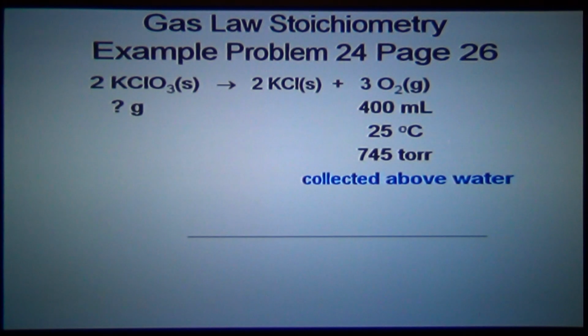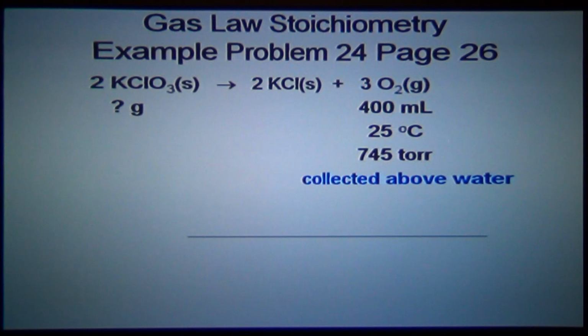Using PV equals nRT, let's solve for n. And in this case, the R value that I'm going to use is 0.0821, and it has units of liter atmospheres per mole Kelvin. So I'm going to have to make sure that volume is changed to liters. Right now it's in milliliters, so I'm going to have to divide that by 1,000. So that's going to become 0.4 liters. That 25 degrees Celsius, I'm going to have to change to Kelvin. I'm going to have to add 273, so that would be 298 Kelvin.